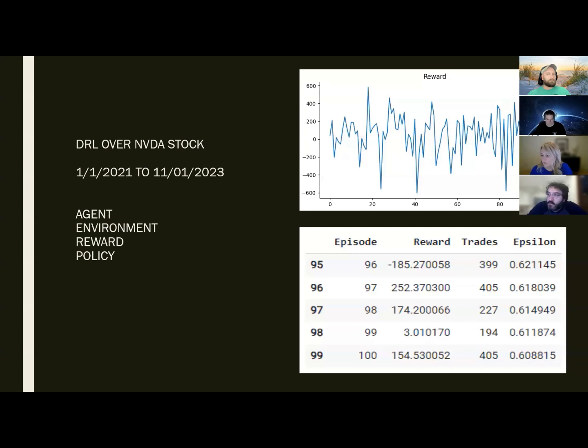The decision-making process of the agent is guided by this epsilon greedy policy, where initially the agent explores its actions randomly, and as it gains experience, the epsilon value decreases. So the agent will increasingly rely on its learned knowledge and shift focus from exploration to exploitation, and exploration back and forth. Next slide.